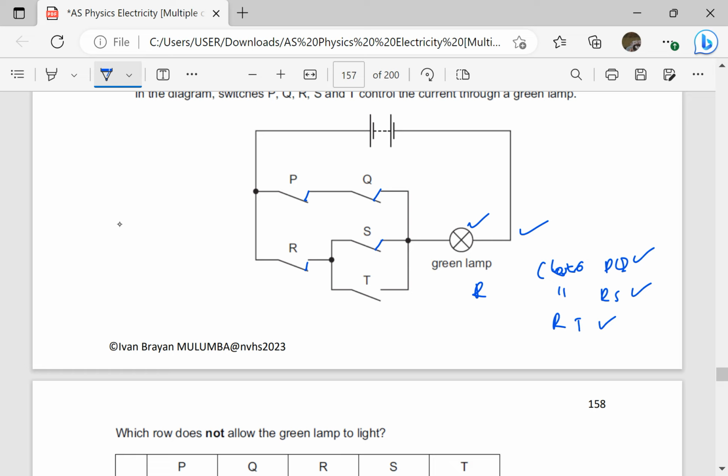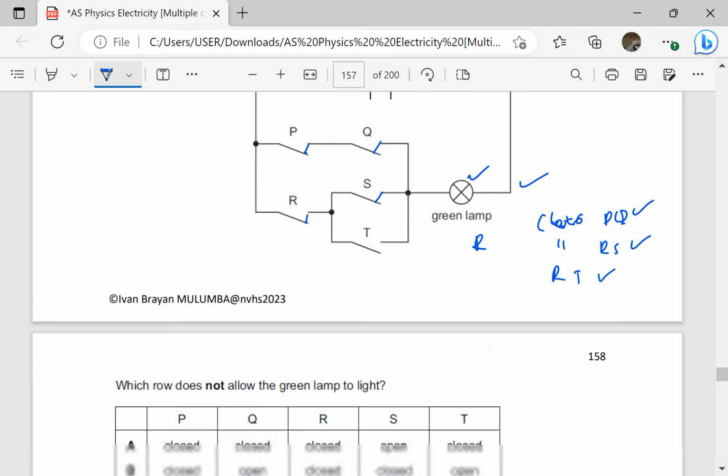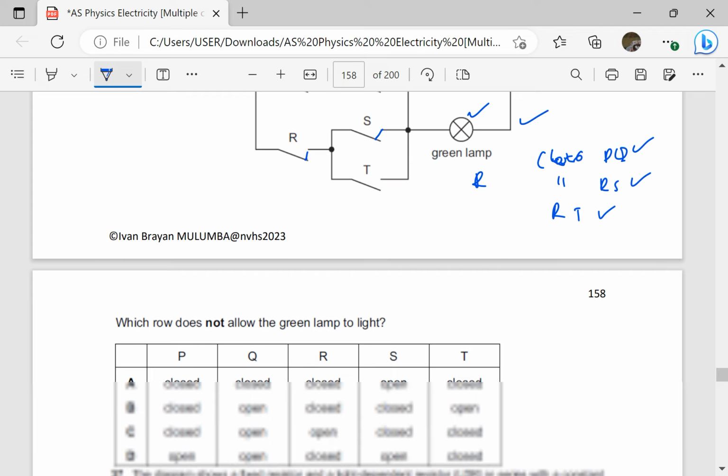Suppose now we close P and R, or Q and S, and leave P and R, or we leave S and T. We leave S, T, Q, and we close P and R. Those ones will not light. So let's check here. Which row does not allow the green lamp to light?